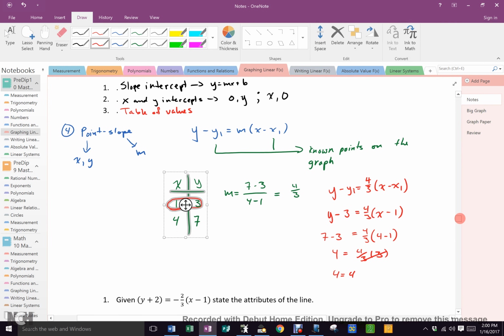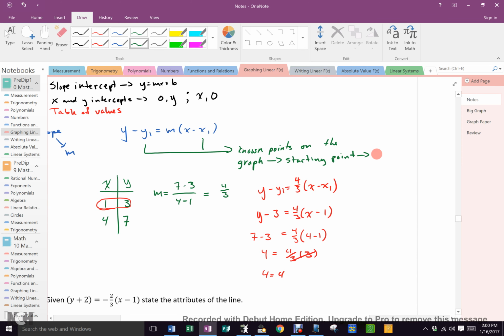Okay, so now you know that in this form, these are the known points on the graph, and they are your starting point. But what do you have to remember about the sign? They are opposite sign. Now, you've seen why it works algebraically. Now I just want to get the mechanics down for you guys, okay?